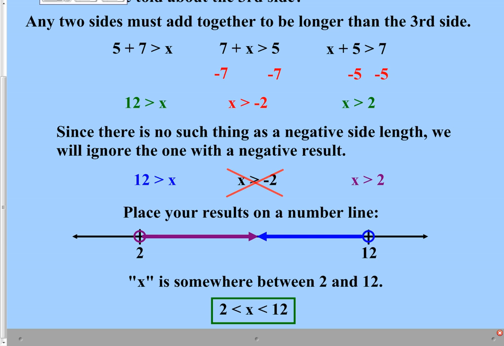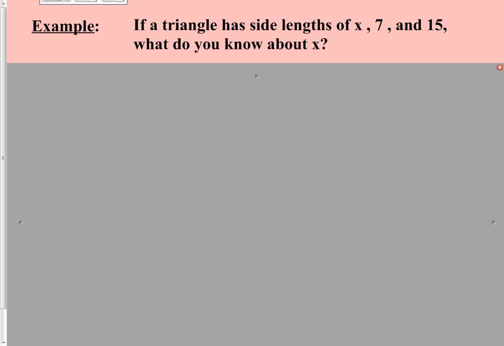Okay, it's not as difficult as it seems. I'm going to give you a couple more values and ask you to give it a try on your own. Okay, and here you are. A triangle has side lengths of x, 7, and 15. Actually, I'll go ahead and work through this one with you, and then I'll give you one more after this one. x and 7 and 15. What do you know about x?